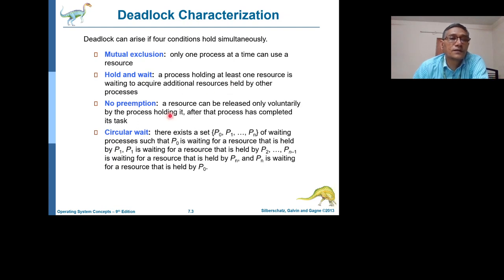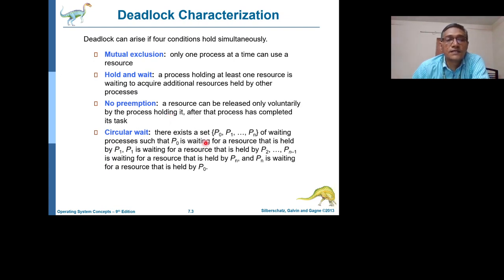The third condition is no preemption. A resource can be released only voluntarily by the process holding it, after that process has completed its task. So if a resource has already been given to a particular process, it cannot be forcefully taken away. That is called no preemption.